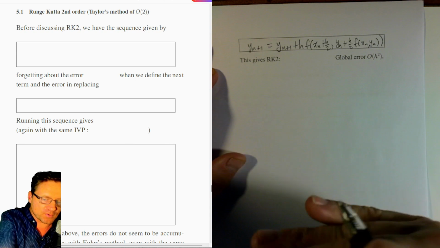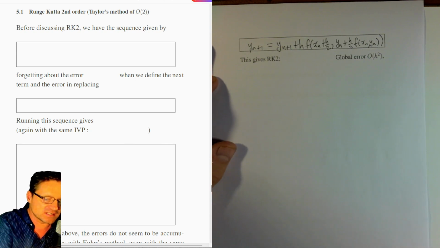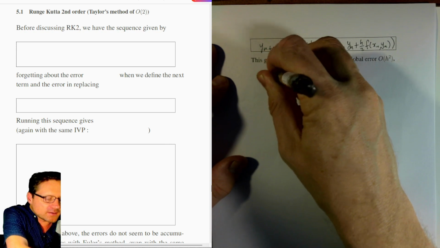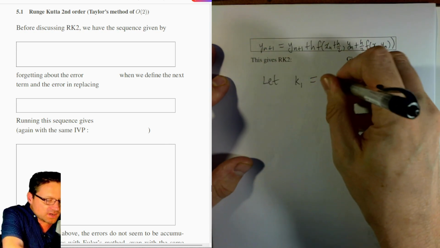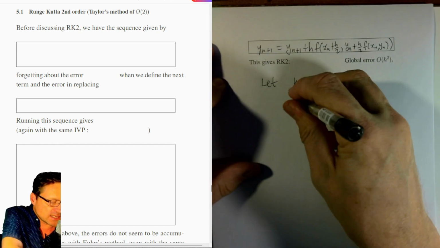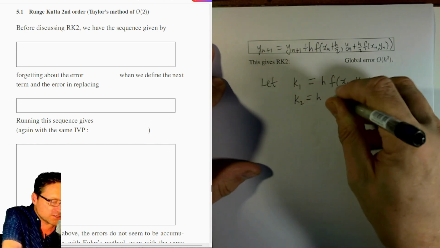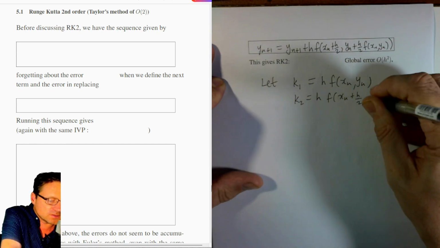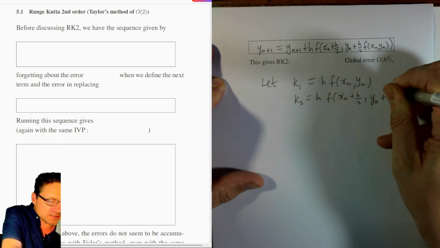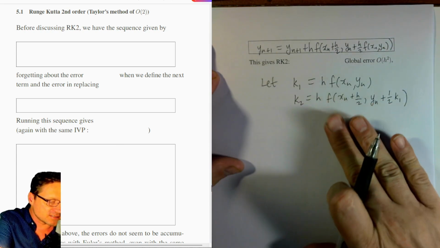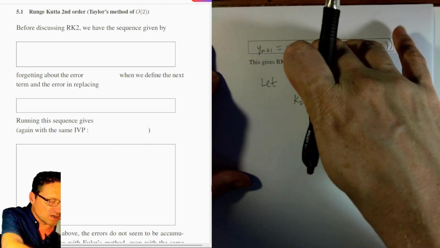Now we can separate some of the pieces of this if we set this out somewhat differently. All right, and so let's let k1 equal h f(xn, yn). Let's let k2 be equal to h f(xn + h/2, yn + 1/2 k1). Okay, so what we have there is this. Looks like this part of it.